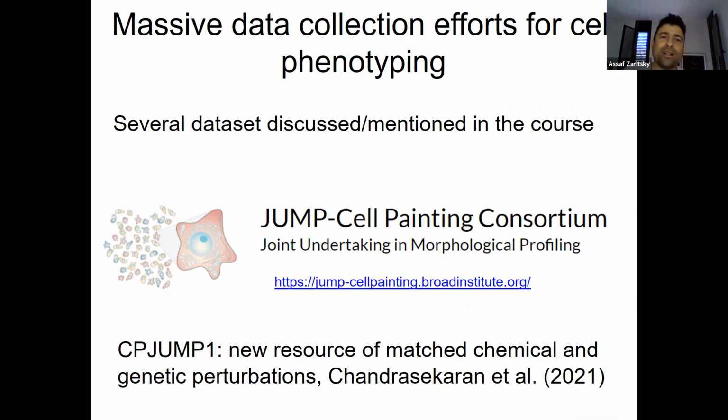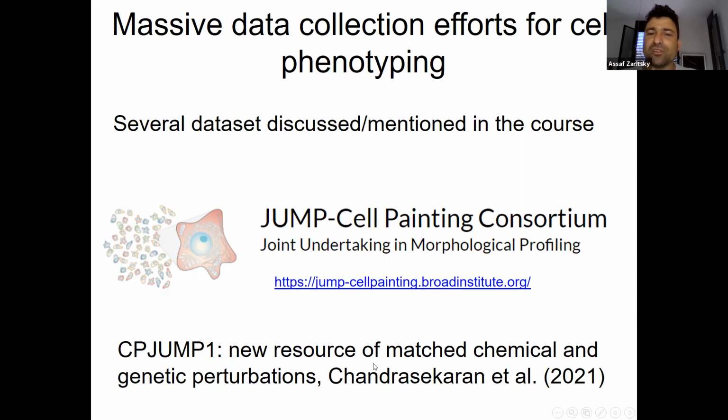So one data set that is already described in this course is the JUMP Cell Painting Consortium from Broad Institute and a lot of drug companies that come together to really build huge data sets for phenotypic screening. And actually I saw just maybe this week, I don't remember exactly what day, the first data set came out from this consortium.